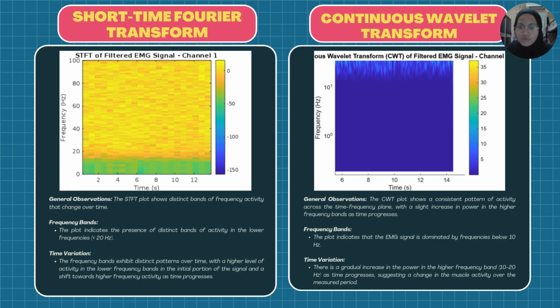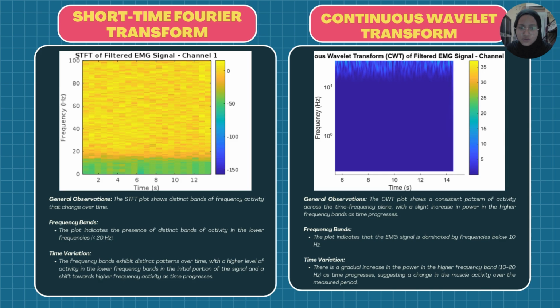Regarding the time variation, we observe a gradual increase in power within the higher frequency range of 10 to 20 Hz as time progresses. This suggests that there is a shift in muscle activity or signal characteristic over time, especially toward higher frequencies.